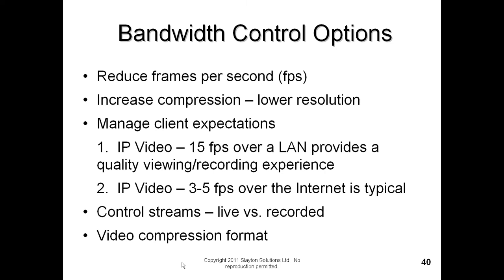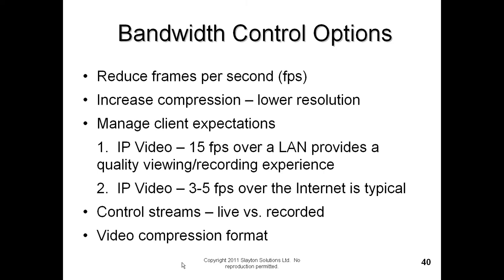Generally, we're going to set up on the local network, we're going to set our video encoders or cameras so they give 15 frames per second maximum over the local network. That's going to give your viewer a quality viewing and recording experience. It's going to look good. And when we cut the frame rate in half, we cut the bandwidth in half.